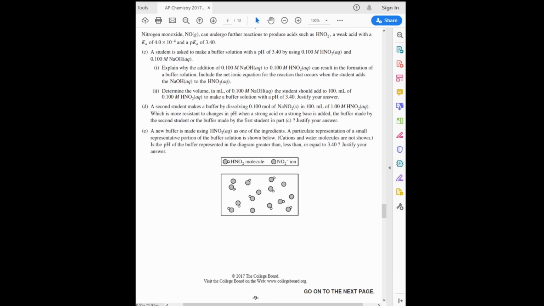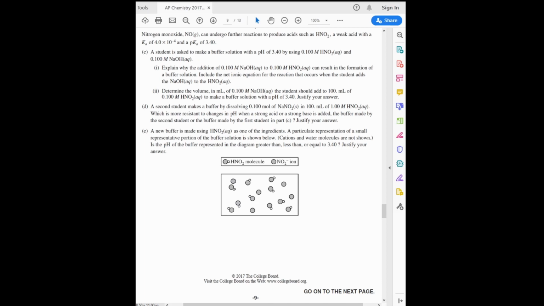There are many different ways to say this or justify it, but ultimately the buffer made by the student in D will be more resistant to pH changes from an addition of a strong acid or a strong base because it has a higher concentration. Justify that how you will, talking about the lack of decrease, or talk about how this is 0.1 molar off the bat. Either way will work.